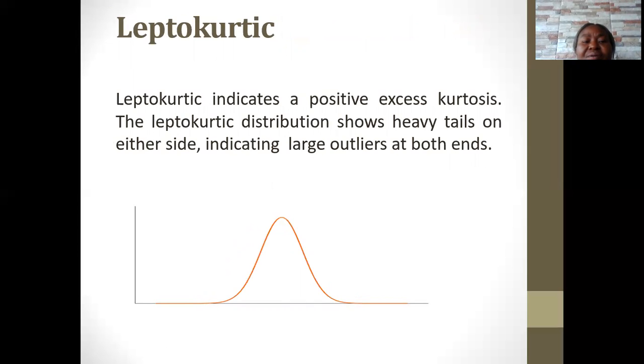Leptokurtic. Leptokurtic indicates a positive excess kurtosis. The leptokurtic distribution shows heavy tails on either side, indicating large outliers at both ends.